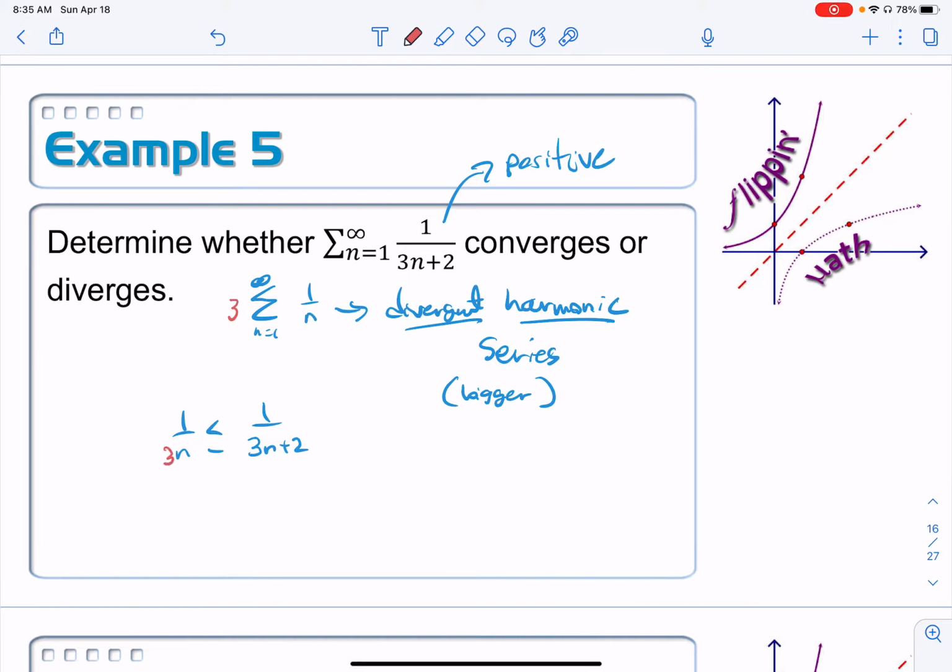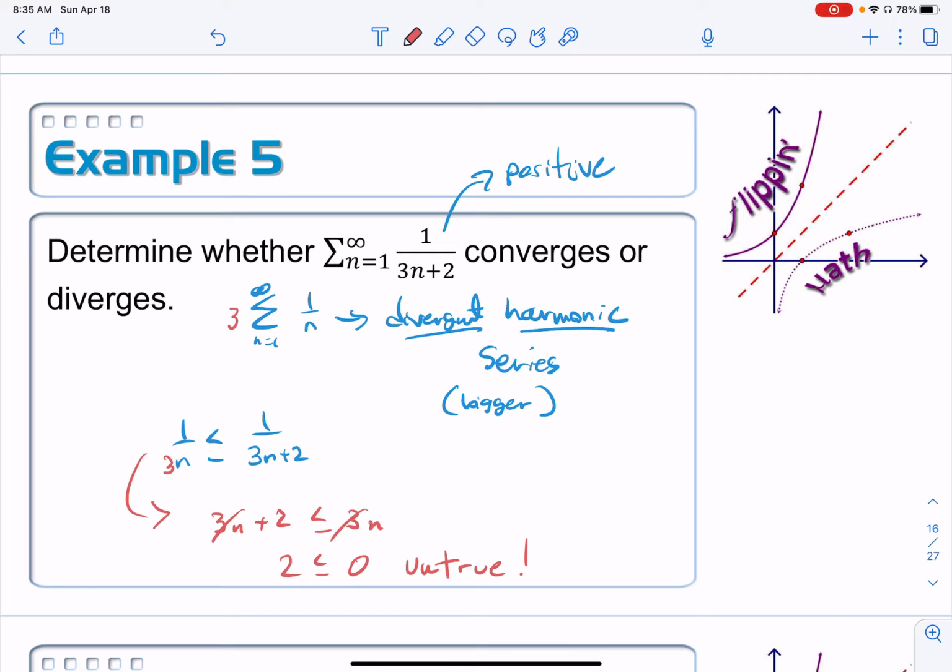And then cross multiply, again I would have 3n plus 2 less than or equal to 3n, which is not, right? Cancel these things out, and we've got 2 is less than or equal to 0, which is untrue, usually. Boop. So what does that mean? It means that you cannot use the direct comparison test, unfortunately.